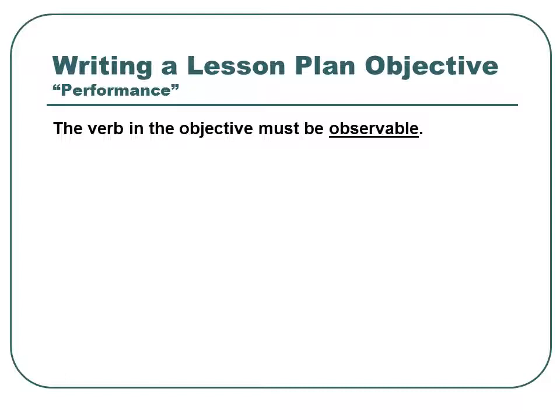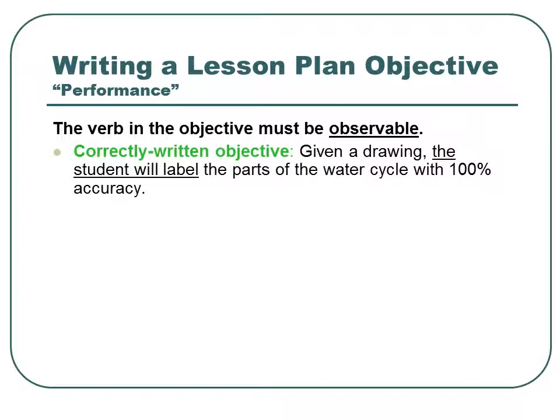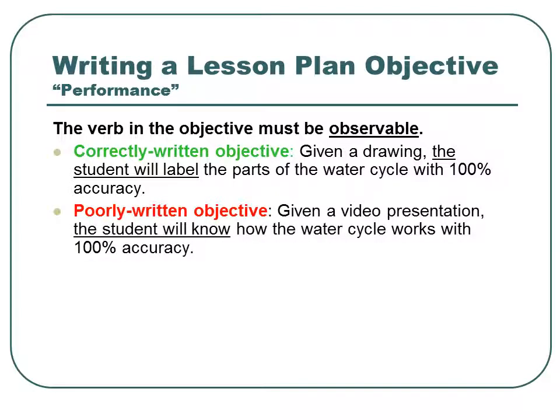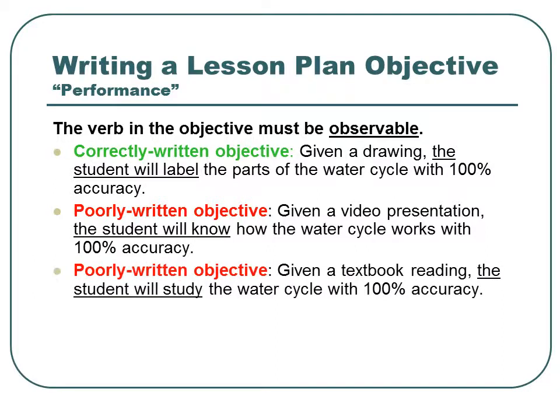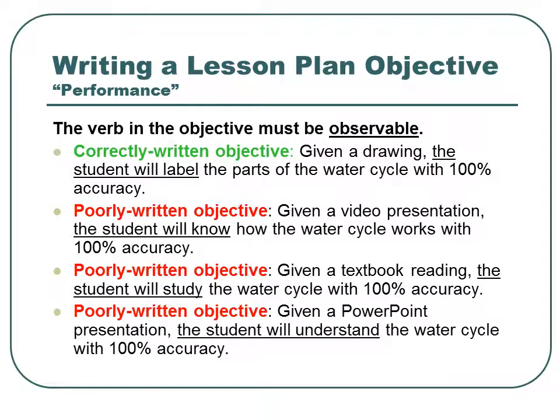Let's view 4 objectives. The first one is correctly written. Given a drawing, the student will label the parts of the water cycle with 100% accuracy. The next 3 are poorly written objectives. Given a video presentation, the student will know how the water cycle works with 100% accuracy. Given a textbook reading, the student will study the water cycle with 100% accuracy. Given a PowerPoint presentation, the student will understand the water cycle with 100% accuracy. Of these 4 objectives, only the first one is measurable.